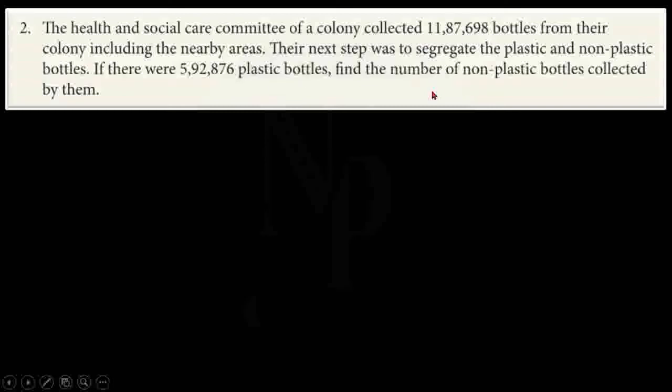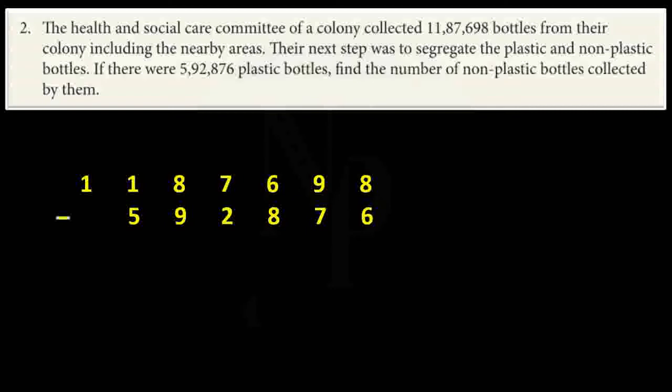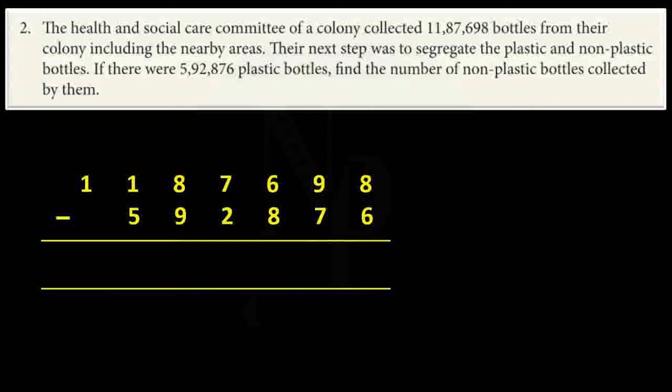By subtracting the number of plastic bottles from the total number of bottles collected, we can find the number of non-plastic bottles collected. Let us do that now. The total number of bottles collected is written here, and let us subtract the number of plastic bottles from the total number of bottles now. On subtracting, we will come to know the number of non-plastic bottles.